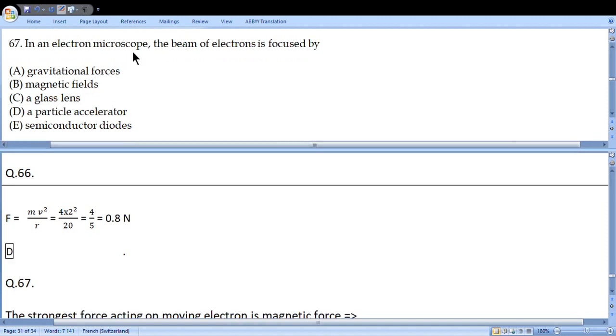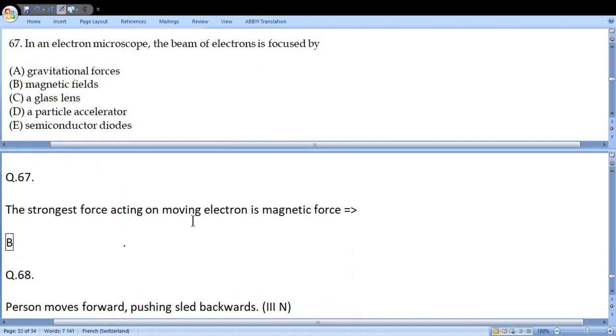In an electron microscope, the beam of electrons is focused. The strongest force acting on moving electrons is magnetic force, so it is magnetic fields.